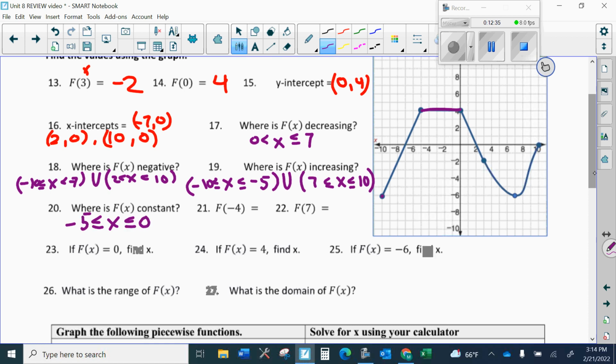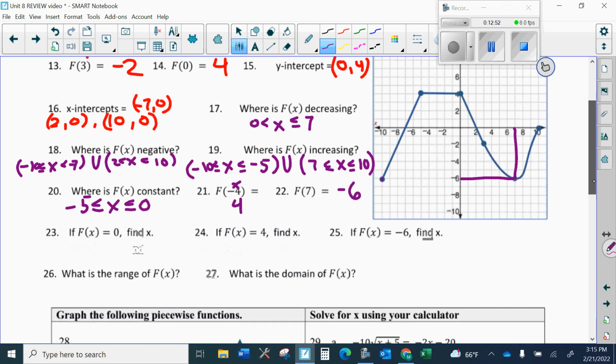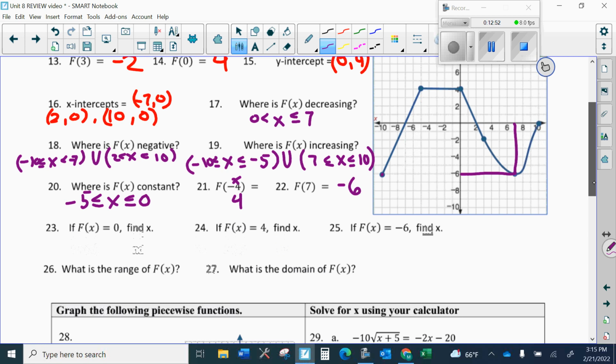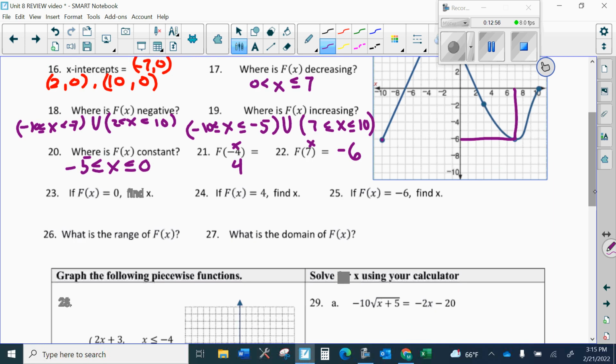What is the f of -4? Go to -4 on the x. Remember, that means the x coordinate, -4, goes up, it hits at 4. The f of 7. 7 is right here. Go down until it hits. Come across, -6. Remember, that's the x value right there, so we want the y value.